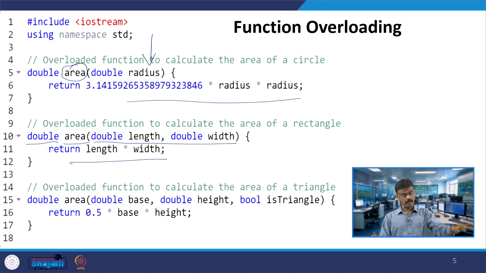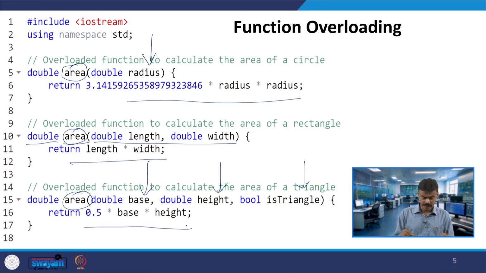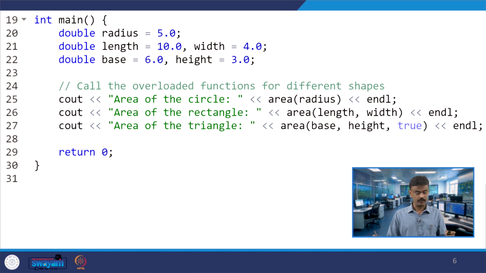Now the third one has the same return type double, and the function name area is the same. You look here, the function names are the same. Here you have double base and height, for a triangle. Now it returns 0.5 into base into height. Coming to the main program, the radius is 5.0, length is 10.0 and width is 4.0, base is 6.0 and height is 3.0.